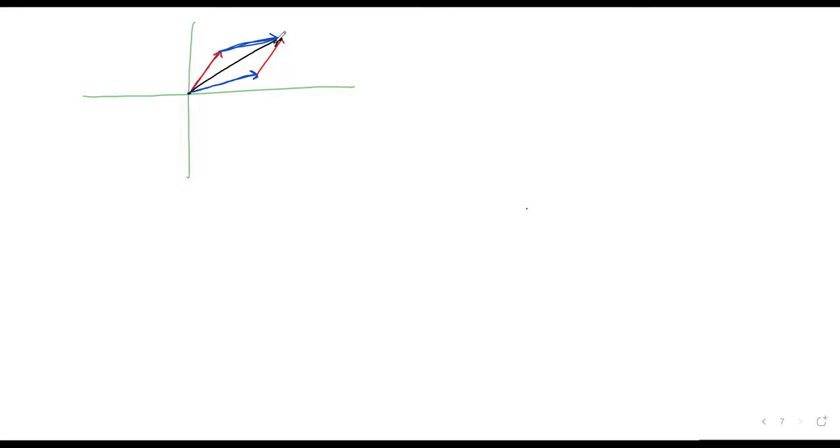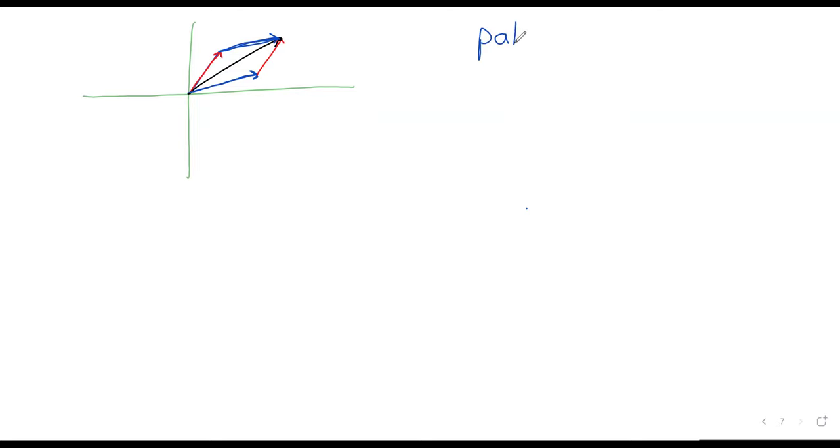And this is, you'd think I'd know how to spell parallelogram at this point in my mathematical career, but you'd be wrong. Give me a second to Google it.